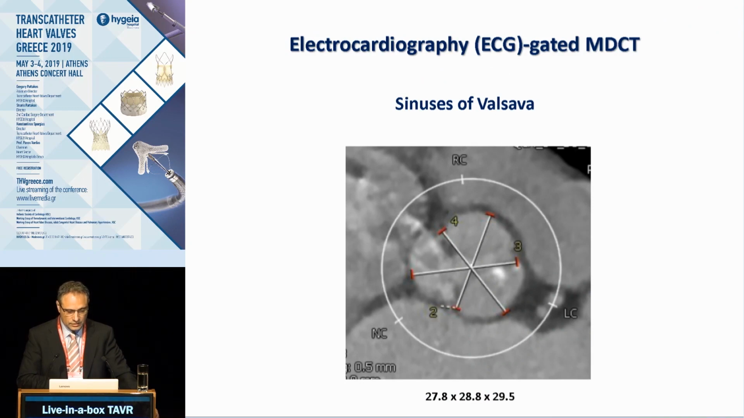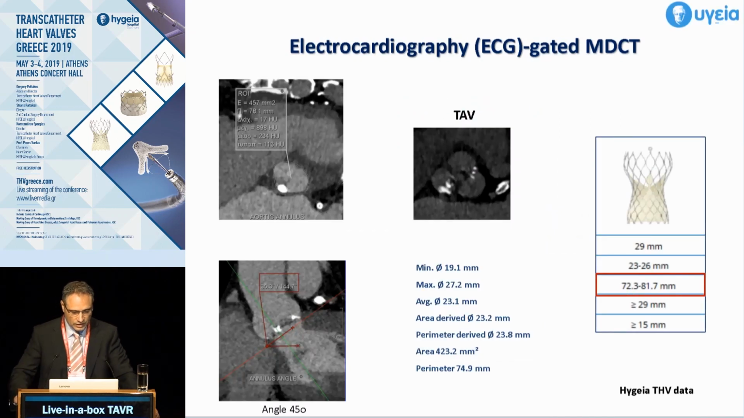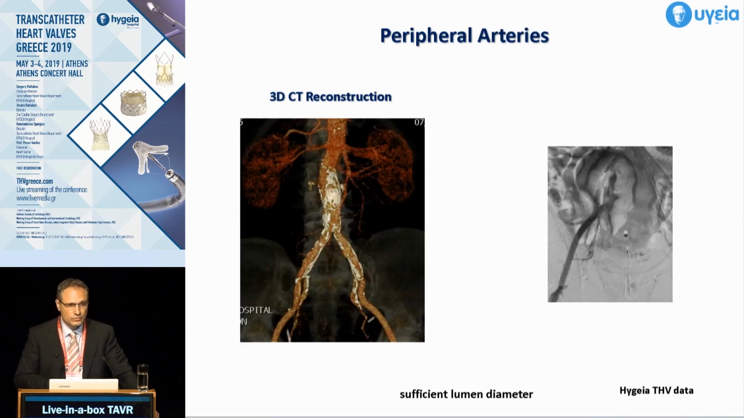We measure the sinuses. This is an important step during the assessment procedure because here is the place where the native valve leaflets are going to land after the implantation of the new valve. According to the numbers, we decided to proceed with an Evolut R valve, 29 millimeter in dimensions, according to the perimeter of the native aortic valve, which was 55 millimeters. The peripherals were with no relevant issues. They have a sufficient lumen diameter, no relevant angulations, and no circular severe calcification.